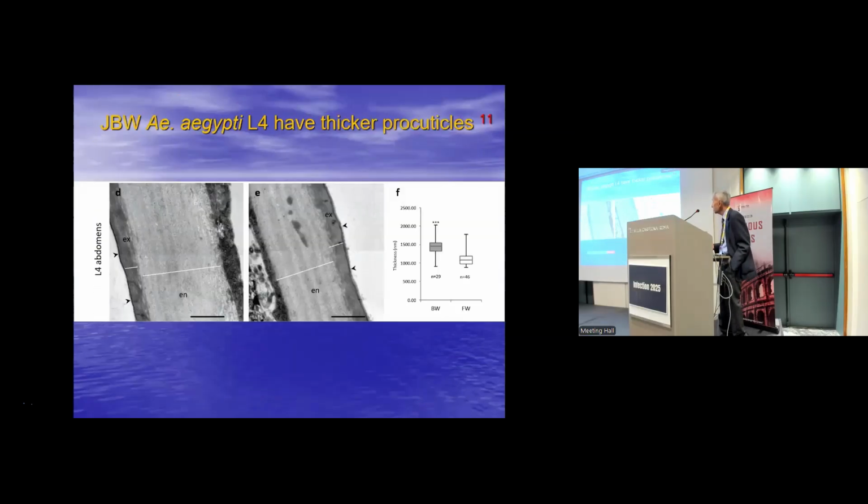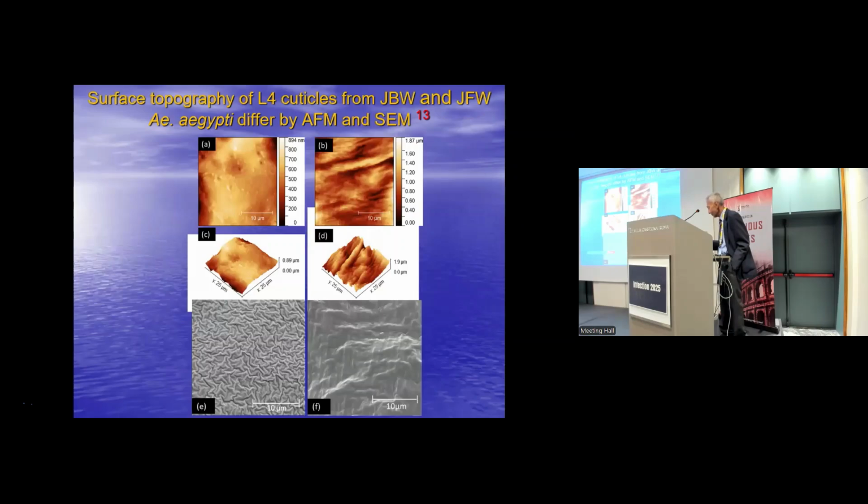And just to show you here the larval cuticle, and we find that in brackish water they are thicker. The procuticle, we can't see the epicuticle by EM here, transmission EM. So they are thicker. Details are in the publication. We also find surface changes in the larval cuticles. So in brackish water, they're much more corrugated. And we can show this by atomic force microscopy and scanning electron microscopy as well. Okay, so that is consistent.